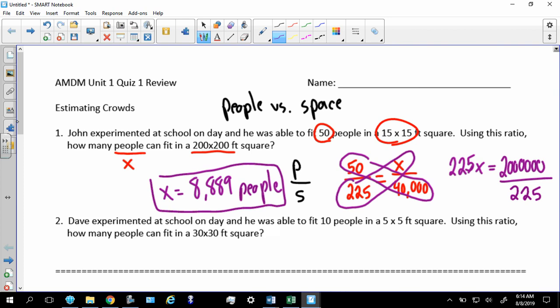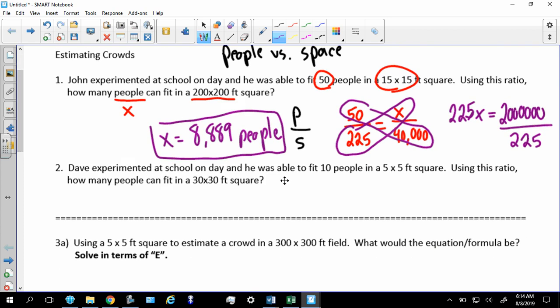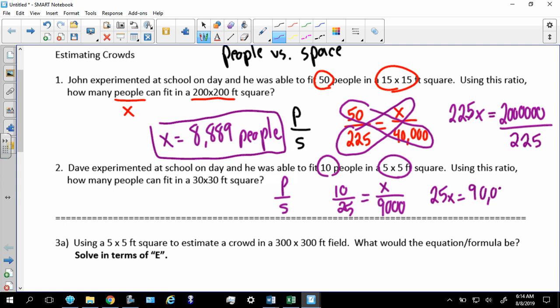Okay. Now, question number 2, very similar to question number 1, is another people over space. So 10 people, 5 times 5, so 10 over 25 is equal to x over, I believe that's going to be 9,000. Now at this point, since it's very similar to what we just did, I'm just going to speed up a little bit. 25x is equal to, I believe it's going to be 90,000. Divide that by 25. X is going to equal 360 people. All right, so 360 people.